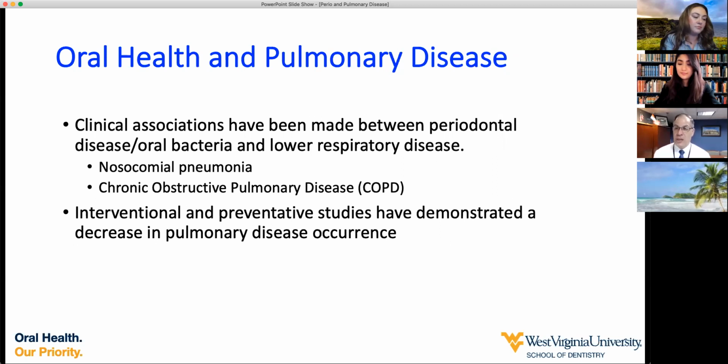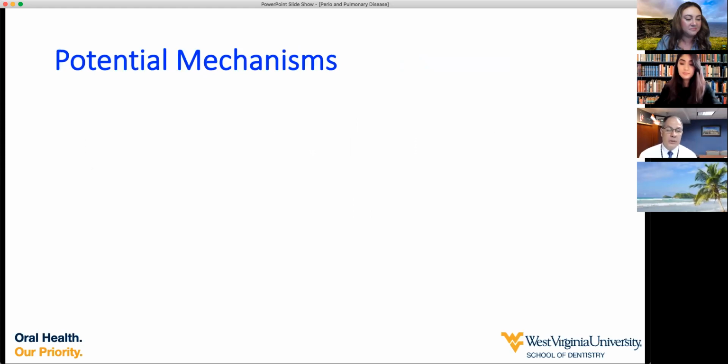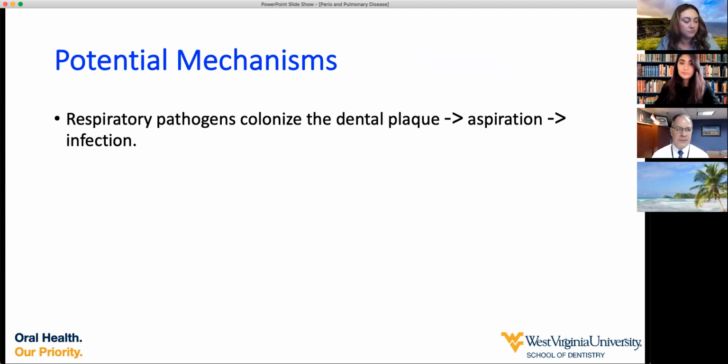I'll give you the punchline right now. It just really comes down to good oral hygiene for these individuals, especially those that are either intubated or they're in, say, an assisted care facility where they need someone to help them keep their oral hygiene in a stable situation. So what are the potential mechanisms or the modes of action that bacteria from the mouth can actually affect the pulmonary system?